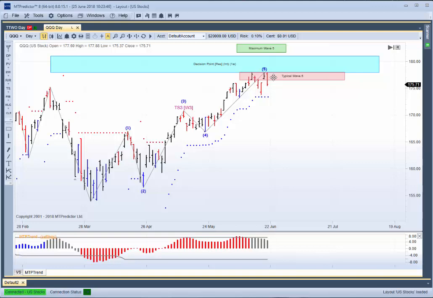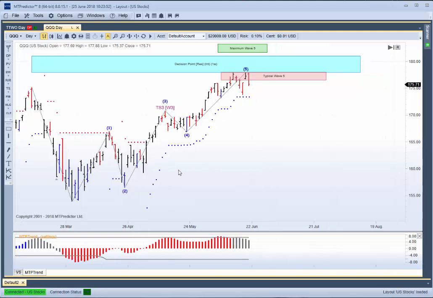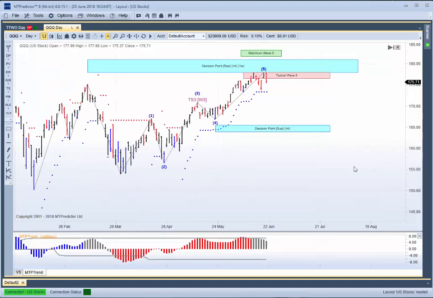So does this mean that a decline is going to unfold? Of course it doesn't. No one can predict the future. That's not what analysis is about. But what we can say is if this is a wave 5 high completing here at weekly resistance, then the initial target would be the DP off the wave 4, which is down here. So on the Qs that would be a decline from around the 175 mark down to around the 165 mark.